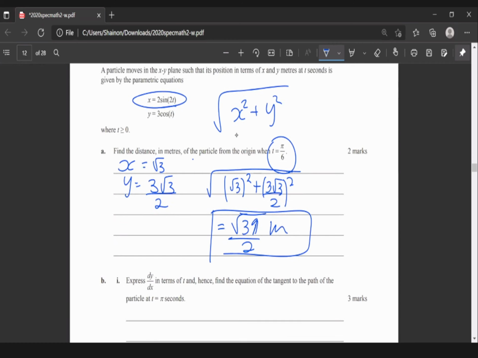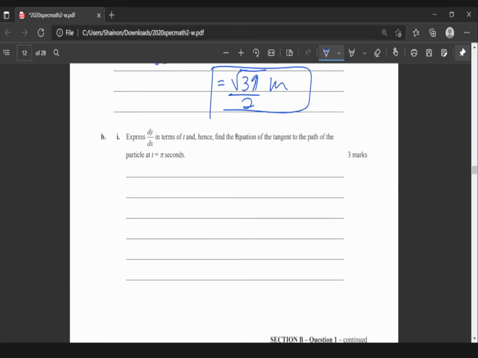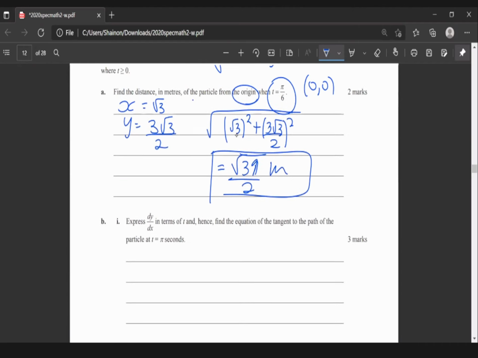And since it's from the origin, x is going to be x minus 0, which is just x. So that's why I didn't really put it into here. Find dy/dx in terms of t. If it wants it in terms of t, we have to do the chain rule.